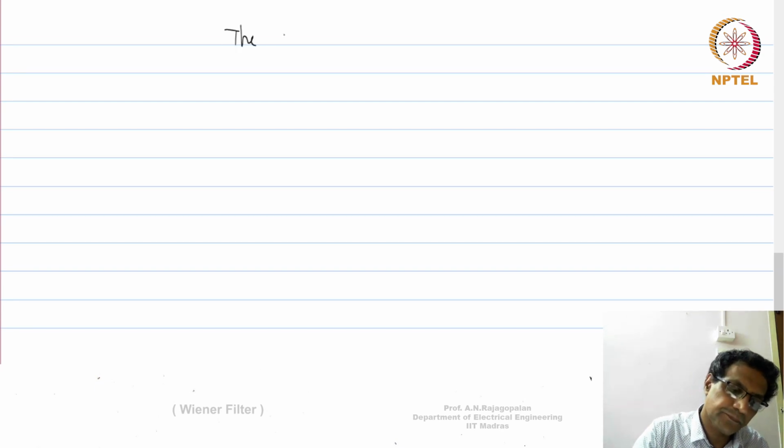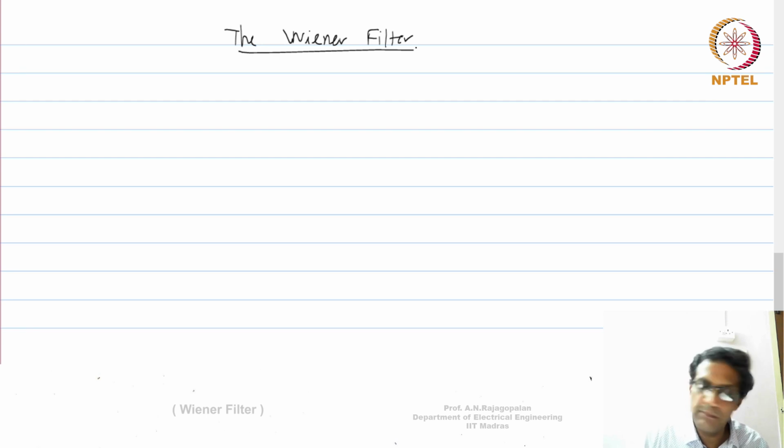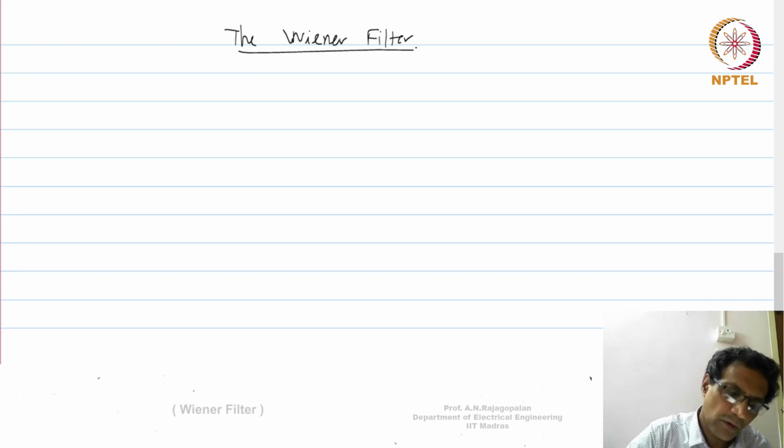Now, given all this background, we are now equipped to study the Wiener filter. Given all that we have done till now, we are now equipped to study what is called the Wiener filter. The Wiener filter comes in various contexts, including communication, but we are going to look at the Wiener filter for the image deblurring problem. As I said in the beginning, our focus is going to be on the problem of image deblurring.